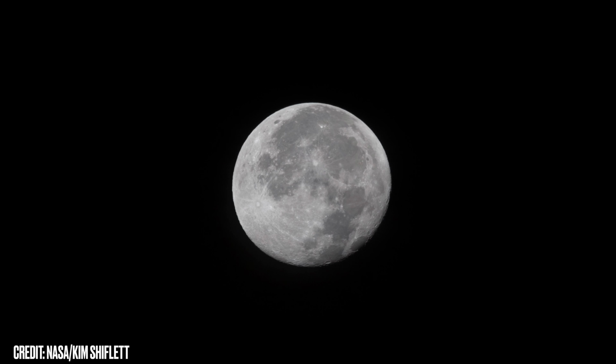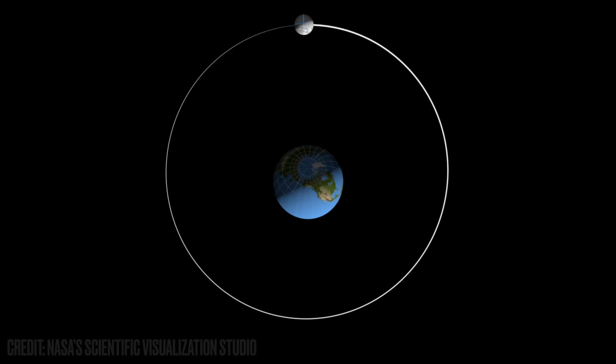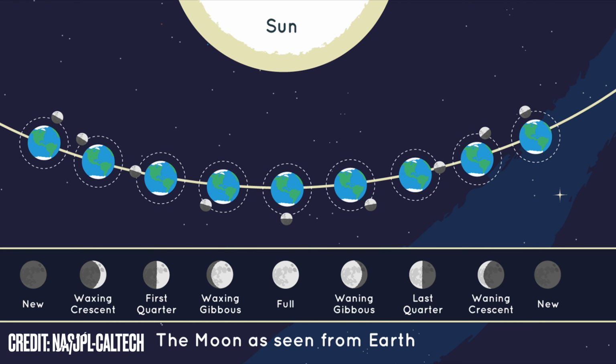So, to first understand why the moon goes through phases here on Earth, we have to understand that the moon orbits the Earth. This diagram from NASA and JPL Caltech allows us to easily visualize the moon's orbit around Earth and to understand how it corresponds with the phases we see.